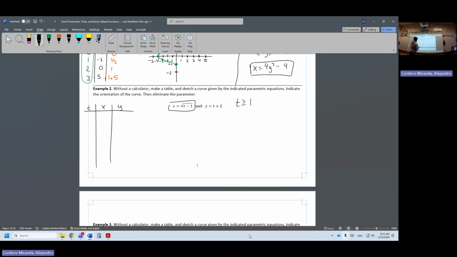Okay, so for T, I'm just going to choose easy values of T. I'm going to choose 1. I'm going to choose 2. I'm going to choose maybe 3. But if I'm thinking ahead, that would give me a square root of 2, which doesn't tell me that much. So I'm going to choose easy values for this. So I chose 1, 2, 5 would be an easy square root, 10 would be an easy square root, and that might be enough. But one more, 17 would be an easy square root.